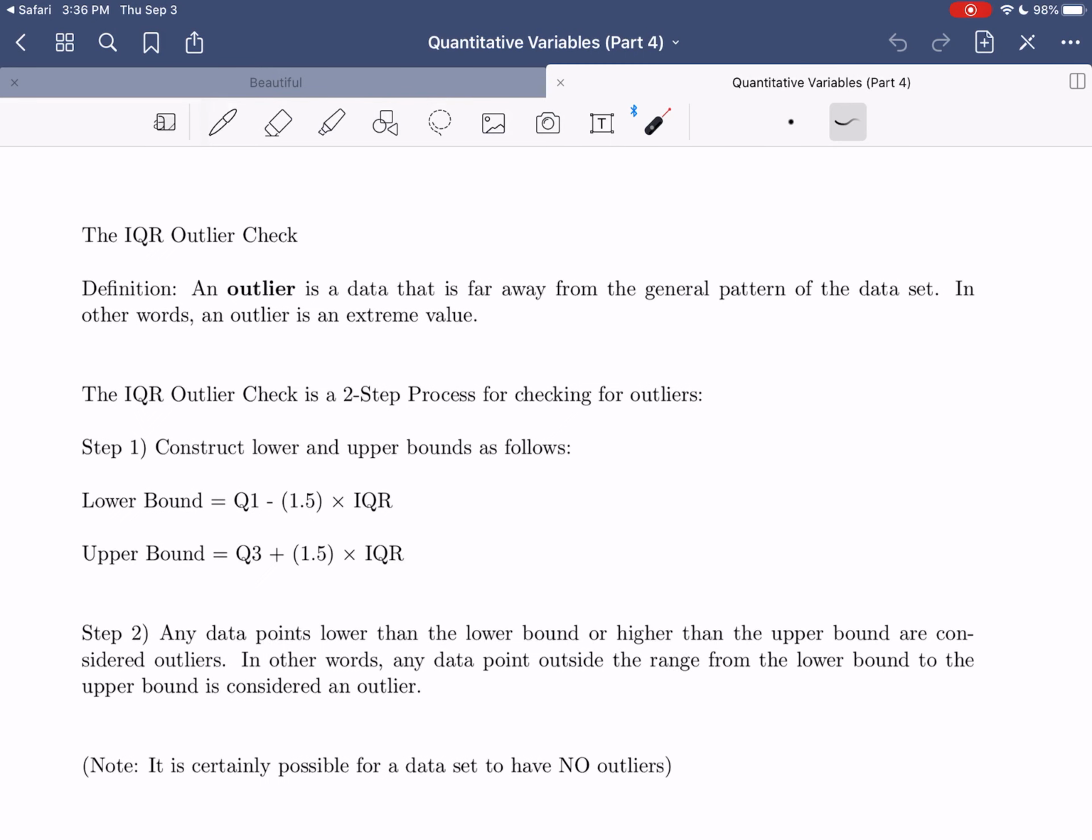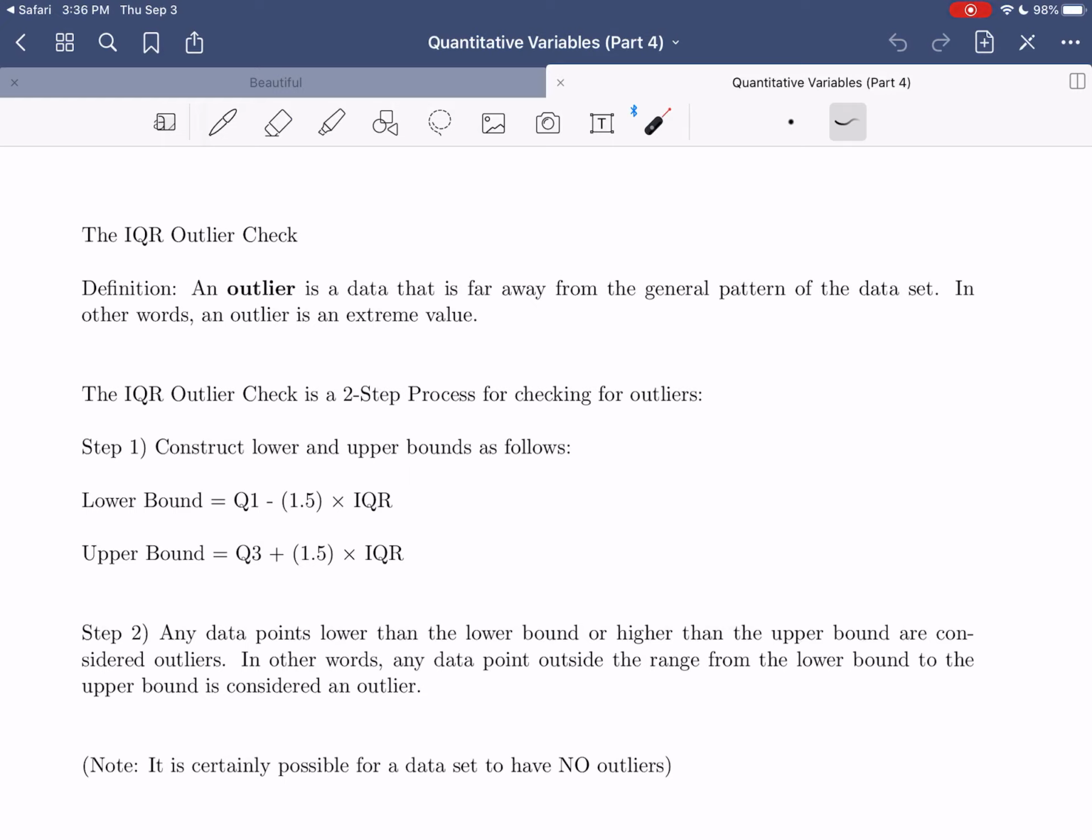So the first thing we're going to talk about is what's called the IQR Outlier Check. So let's start with a definition. An outlier is simply a data point that is far away from the general pattern of the data set. In other words, an outlier is an extreme value. So instead of constantly saying extreme value, we're going to use the fancier term outlier. So our question is, how do you diagnose if there are outliers in your data set? Say you have a bunch of data points that are in the hundreds and you have a data point that is 10,000. I think we could all agree that that's going to be an outlier.